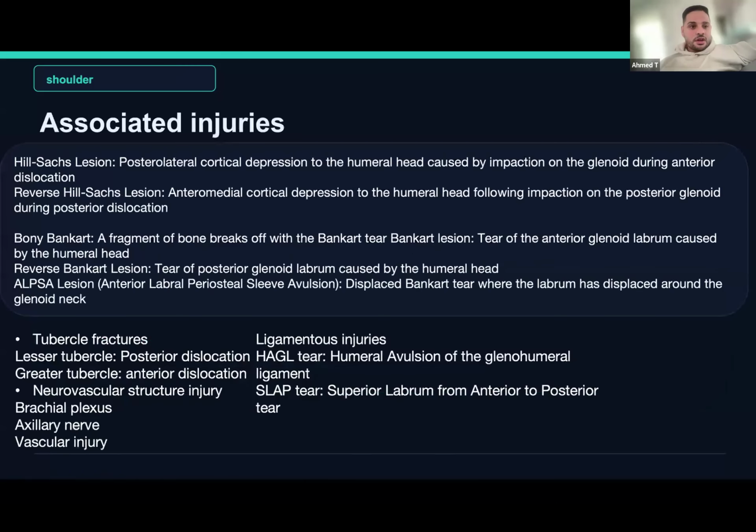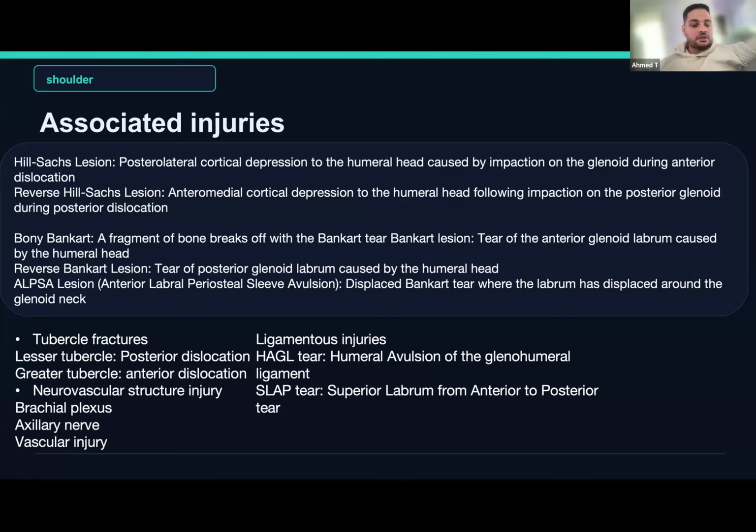That's very good. So we have first the associated bony injuries. You've got your Hill-Sachs lesion. What is Hill-Sachs? It's a posterolateral cortical depression in the humeral head, and it happens mostly during anterior dislocation. You also have the reverse Hill-Sachs lesion, which is an anteromedial cortical depression due to impaction on the posterior glenoid.